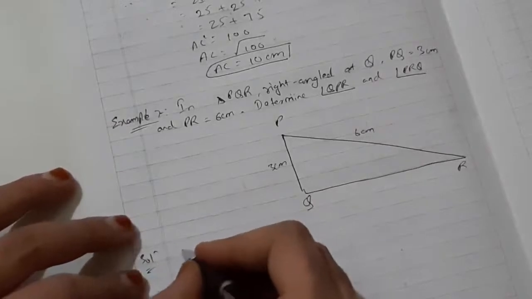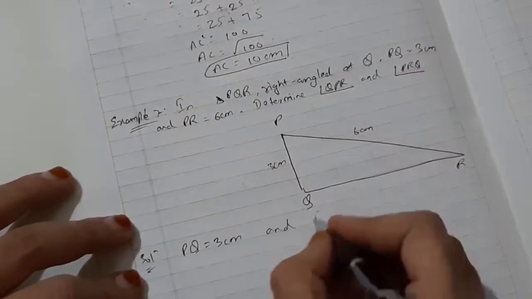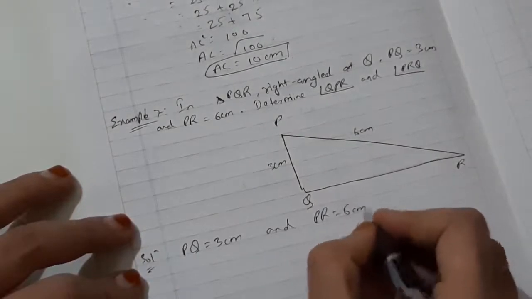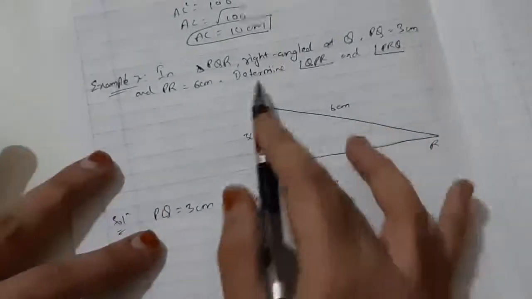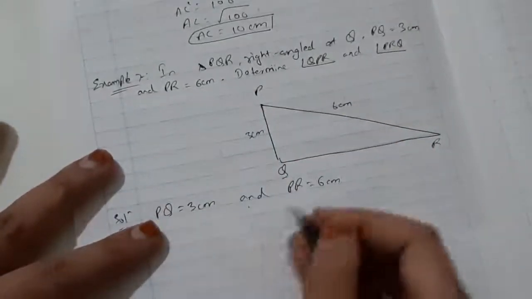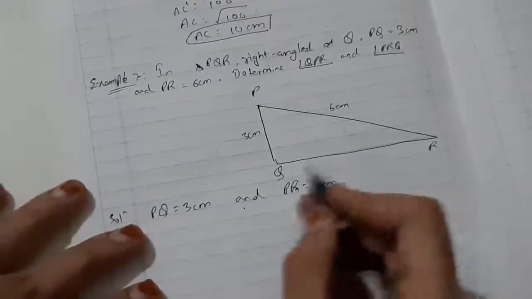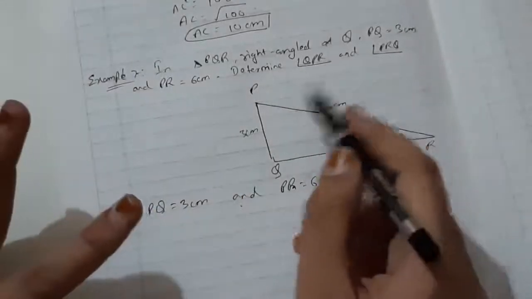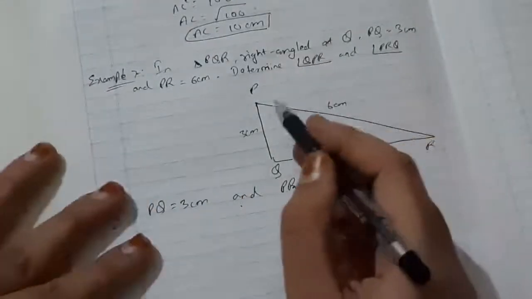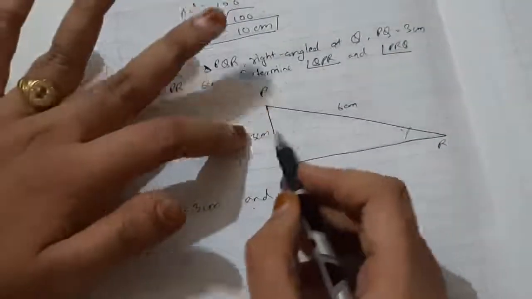So what is given? Given is PQ is equal to 3 centimeter and PR is equal to 6 centimeter. You need to write the given first. As soon as you see the question, write the given. If you think you need to find this side, then it is not needed. You are going to find the angles, and we can do that simply by using our trigonometric ratios.